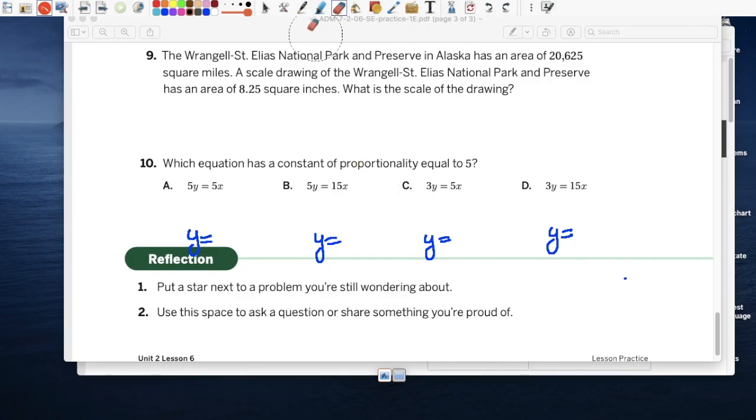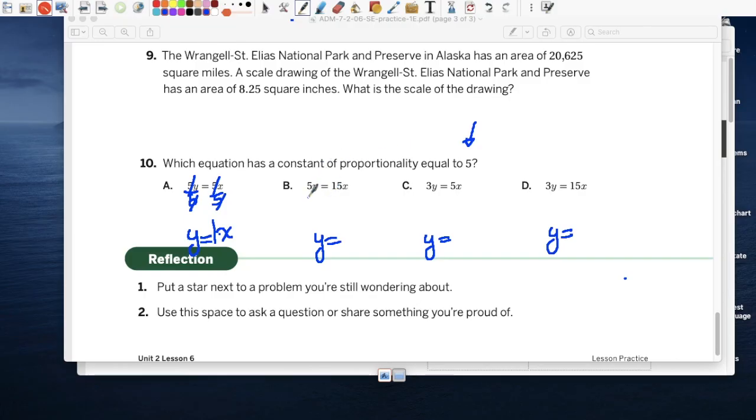So the first equation, let's get rid of this 5 here. So I'm going to divide this by 5 and divide this by 5. 5 divided by 5 goes away. I'm left with y. On the other side, 5 divided by 5 is 1, and 1 times x is x. But does that have a constant of proportionality equal to 5? By the way, do you know what number is in front of that x right now? The coefficient in front of the x? There's always an invisible 1 here. We don't write it, but there's a 1. So that's not it, because we want it to be 5.